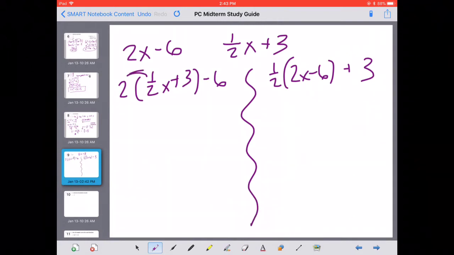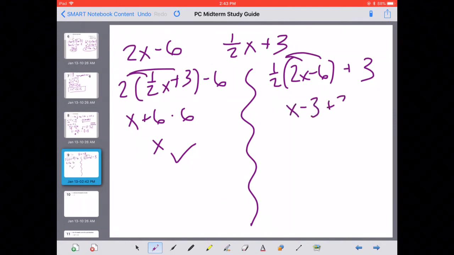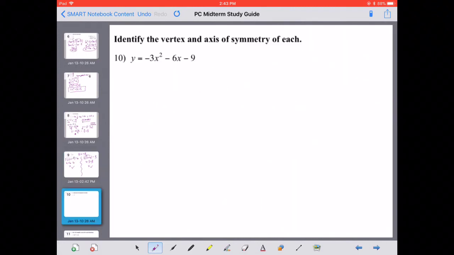So here we distribute the 2, so we get x plus 6 minus 6, we get x, that's good. Over here we distribute that half, so we get x minus 3 plus 3, so we get x. We're good here. Alright, we did our inverse correctly.